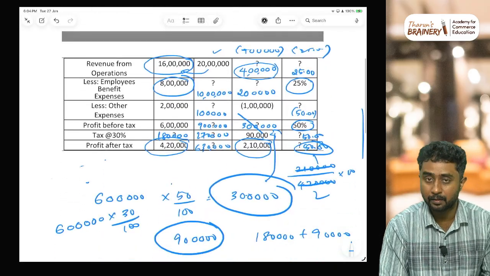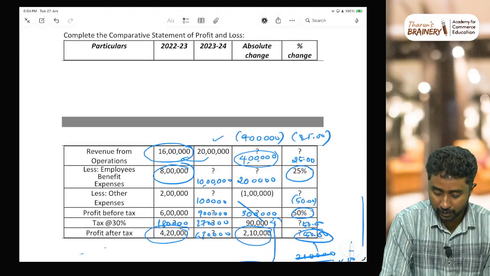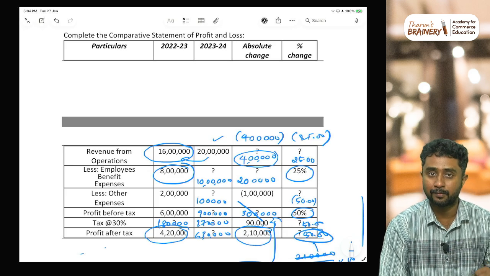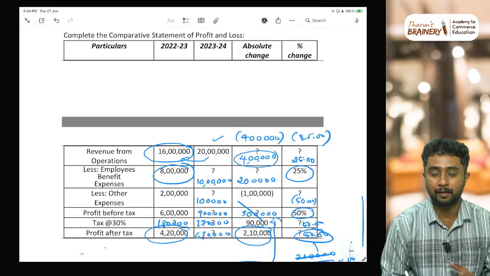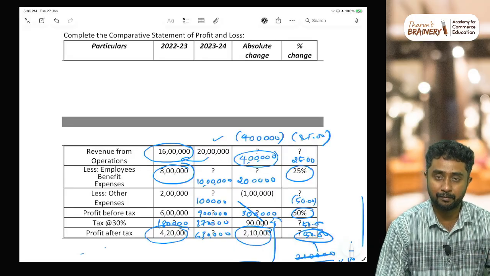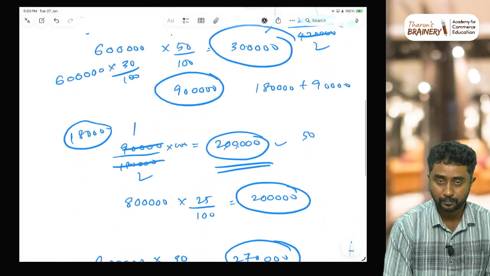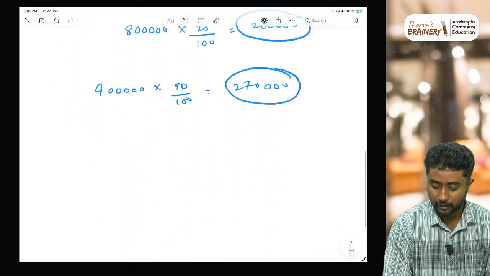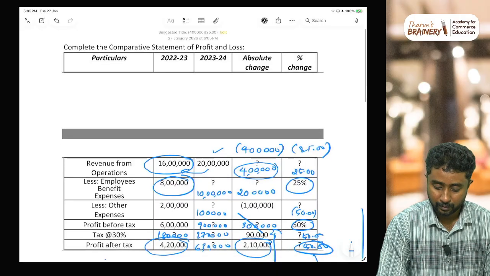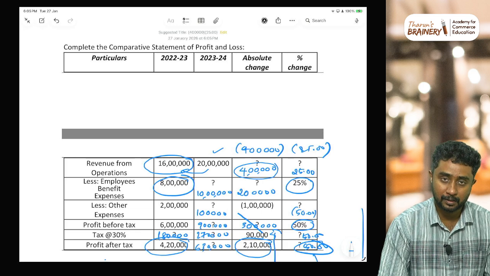So missing figures kind of questions you can also expect. You should remember the process by which you calculate until profit after tax. Only two basic formulas are there. One is the absolute change formula: current year value minus previous year value. Next is the percentage change formula: absolute change value divided by previous year's value into 100. You will get the percentage change. This is how you have to do it. So these are the things you have to do for finding the missing figures when it comes to the comparative statement of profit or loss. I hope I made the concept clear. Thank you.